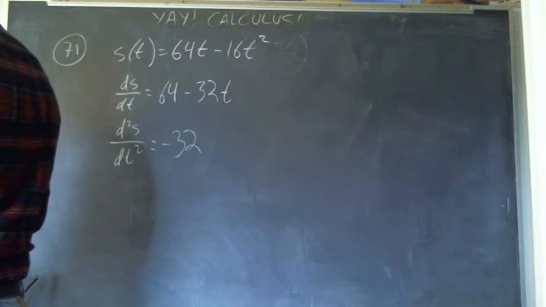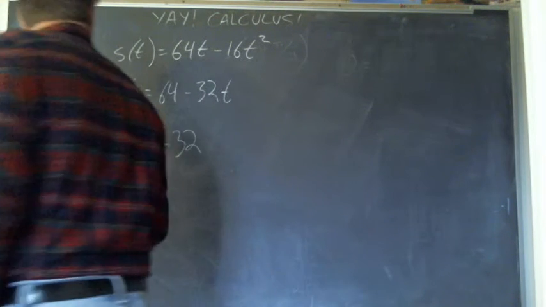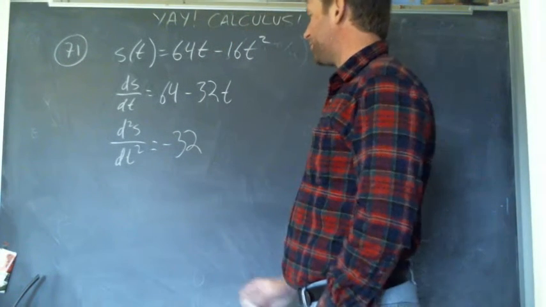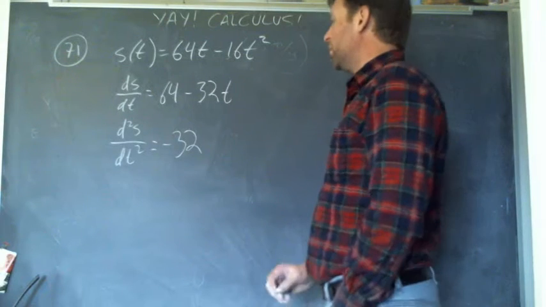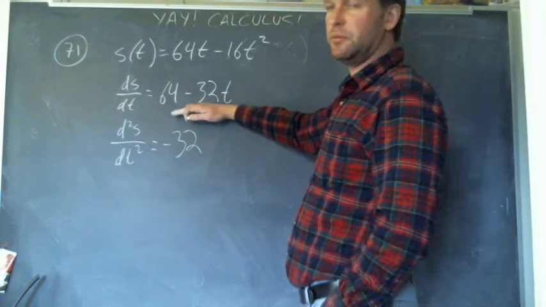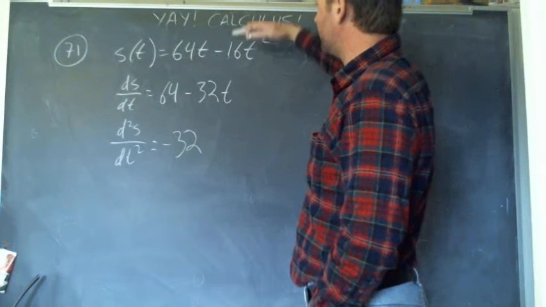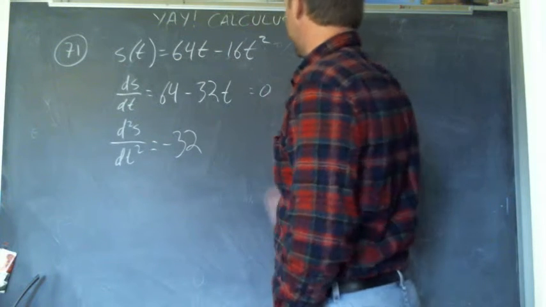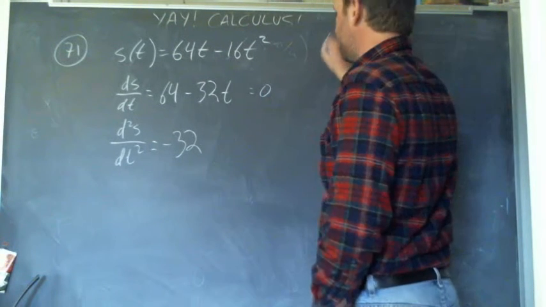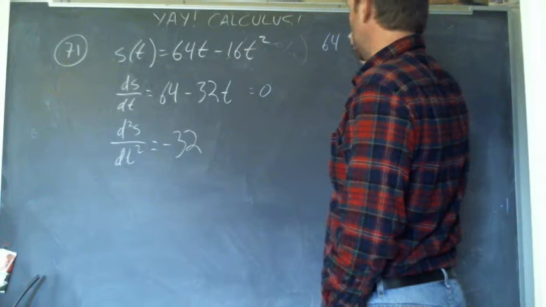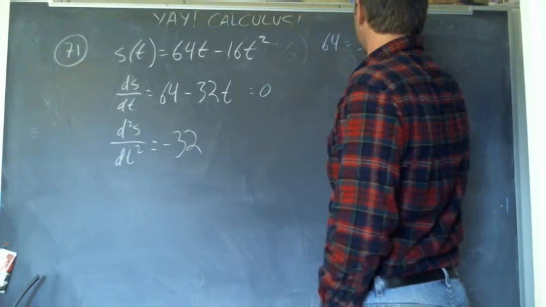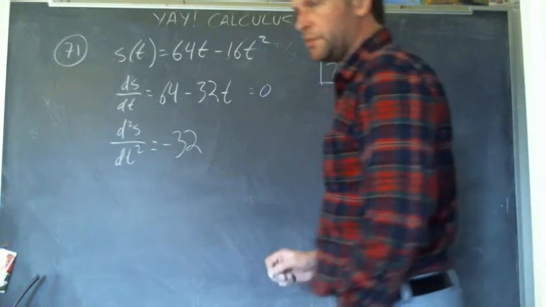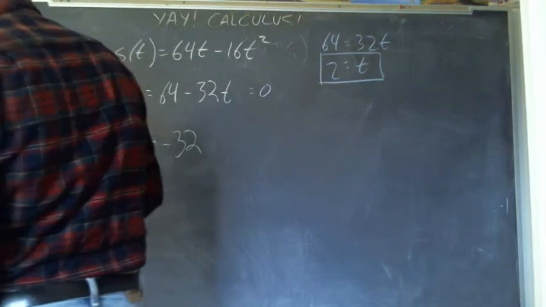How long does it take the paperclip to reach its maximum height? That's going to go all the way up, stop, and come all the way down. So that occurs when our velocity is 0, because we're changing direction. Goes up, stop, come down. So we'll set this equal to 0. That means 64 equals 32t, and t equals 2. So that's when the paperclip reaches its maximum height.